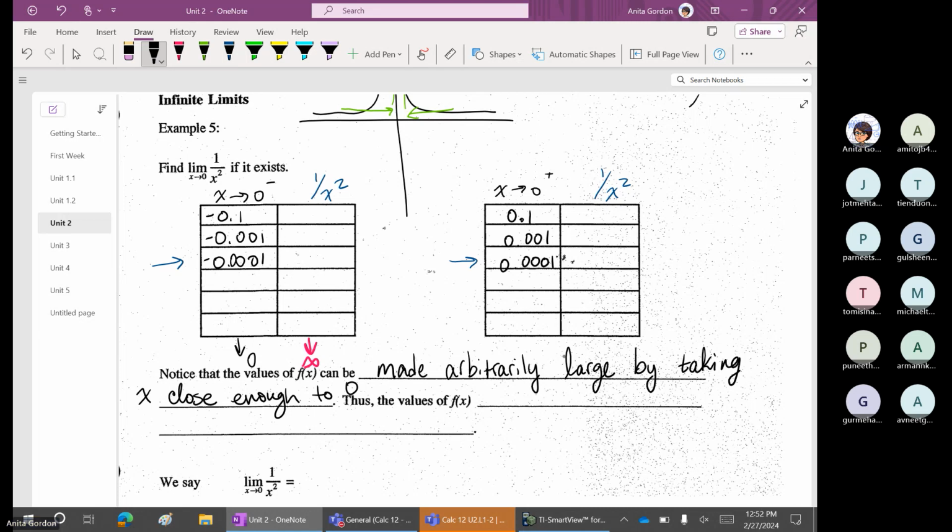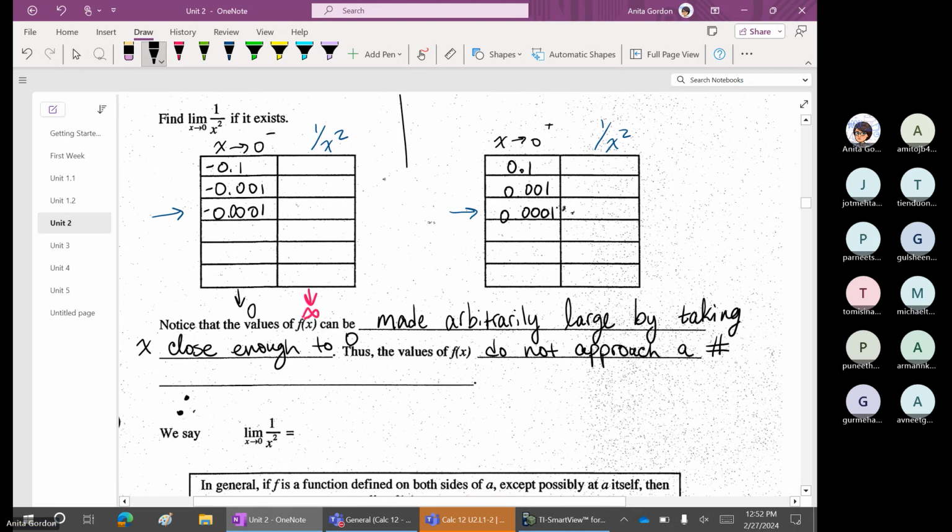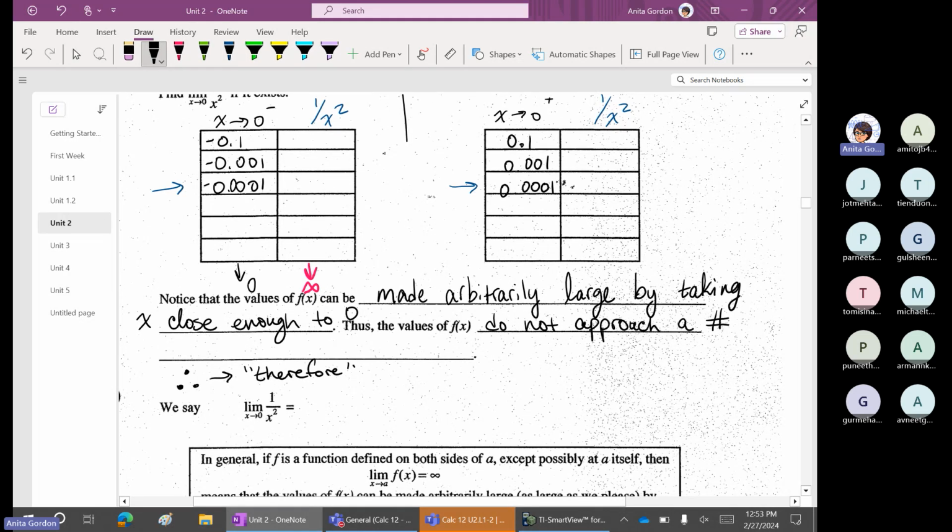To 0. So the values of f of x do not approach a number. So therefore, you guys know that the 3 circles mean therefore? Yeah. In case you didn't. Therefore, we say that as x approaches 0, the limit of 1 over x is infinite or does not exist.